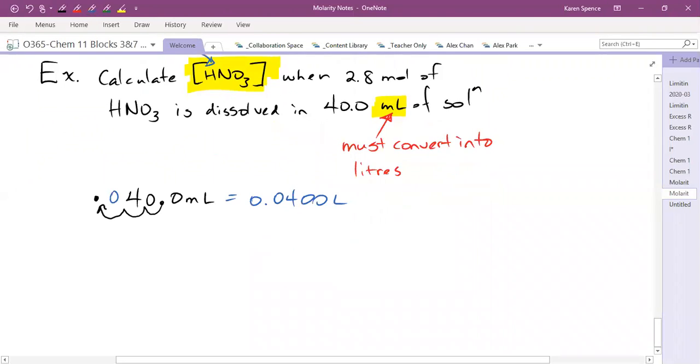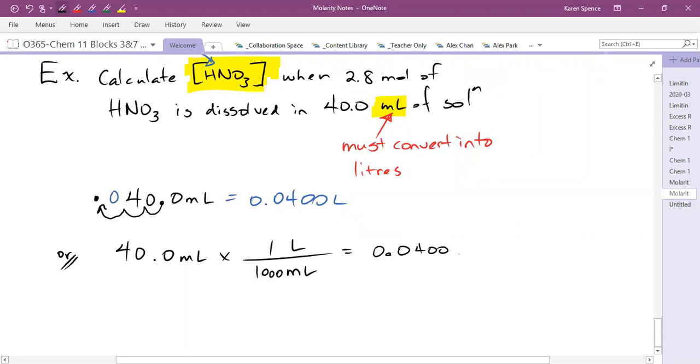If you're good with moving your decimal, that's great. If you're not confident about it, then just stick with the old tried and true method of using a conversion factor. So you would have 40.0 milliliters times, and we want to cancel milliliters and find liters. There are 1,000 milliliters in 1 liter. And we get 0.0400 liters. So either way, we're going to get our liters.